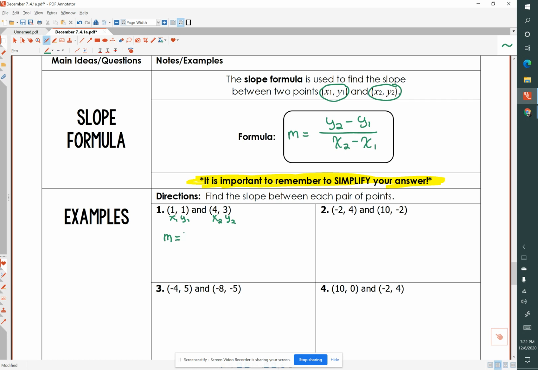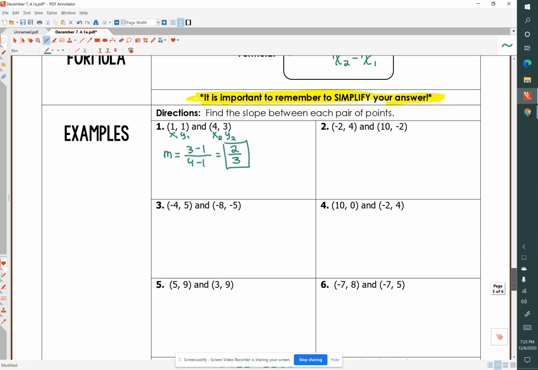So we have m equals, so y2 is 3, so y2 minus y1. y1 is 1, we're subtracting. x2 is 4, x1 is 1. So 3 minus 1 is 2, 4 minus 1 is 3, and the slope is 2/3. Where you really need to be careful is when you have negative numbers. Okay, so let's watch how this works out. Not too bad in the next one, but a couple of these others will be a little more difficult.